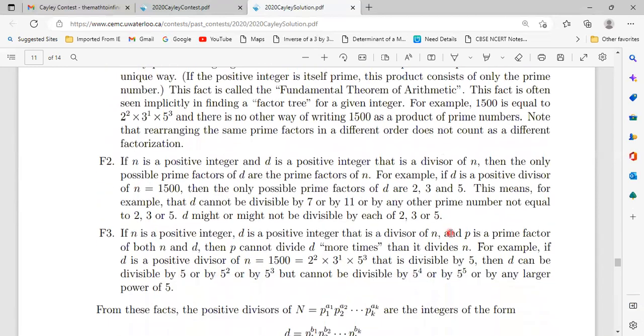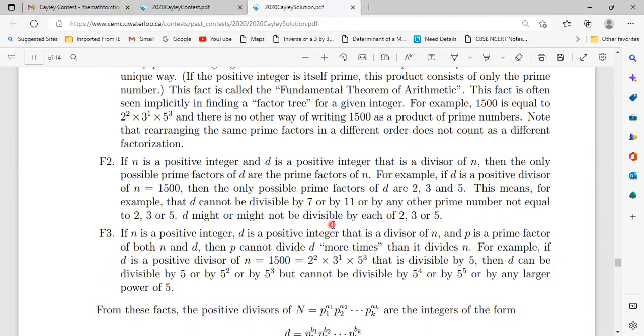And in fact 2, they said n is a positive integer, which means 1500. D is a positive integer which is a divisor of n, like it could be 2 power 2 or 3 power 1 or 5 power 3. Then the only possible prime factors of D are the prime factors of n. So you can only divide this by 2, 3, 5. You cannot divide this by 7 or 11. So that's what they're trying to say here.